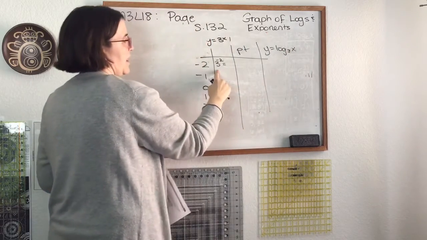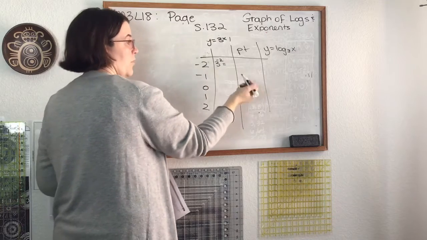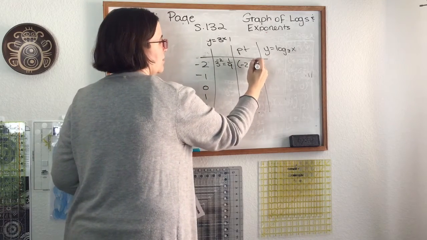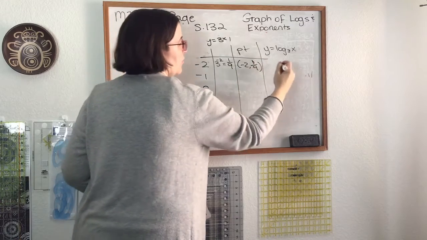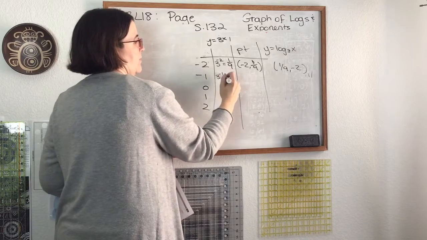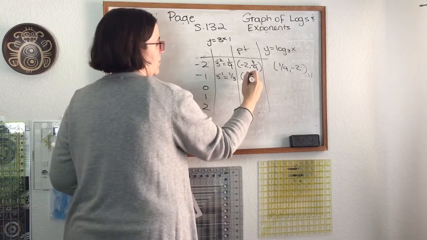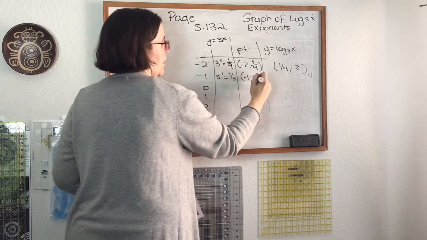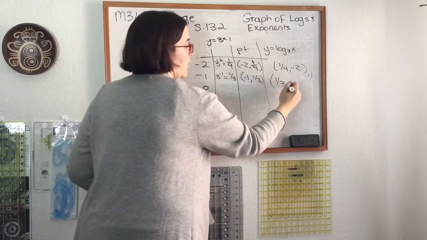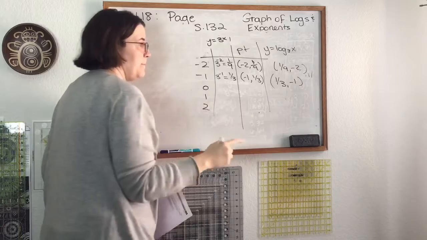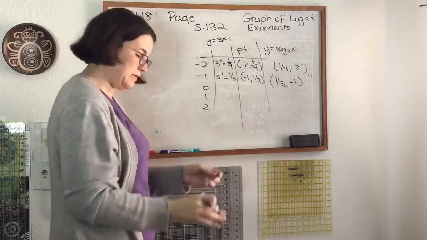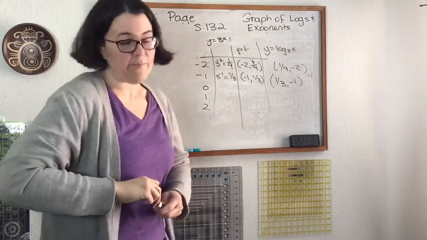Right, so 3 to the negative second would be 1 over 3 squared, which is 1 over 9. So I get negative 2 comma 1/9. Therefore, the log version would be 1/9 comma negative 2. 3 to the negative 1 would give me 1 over 3. That'll give me negative 1 comma 1/3. The log version then is the flip. So I'll get 1/3 comma negative 1. Okay, you can do the rest of that table without me. Try graphing it and see what happens. Then throw your paper around if you want.